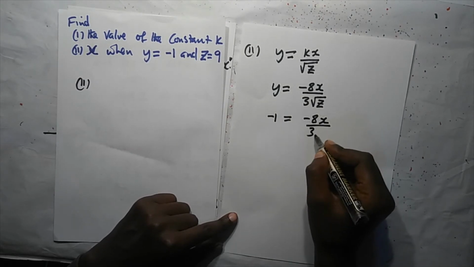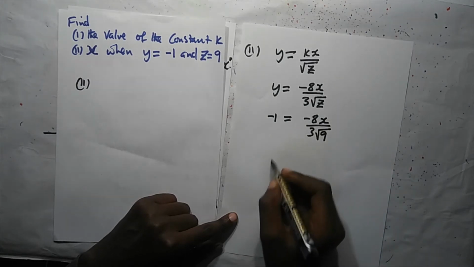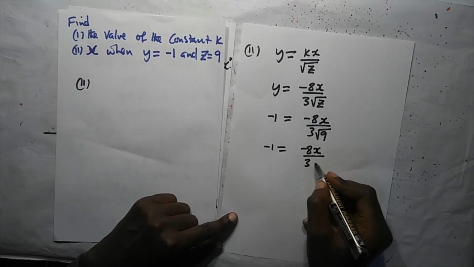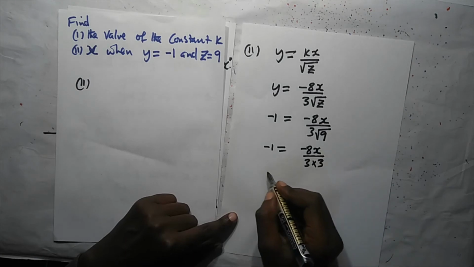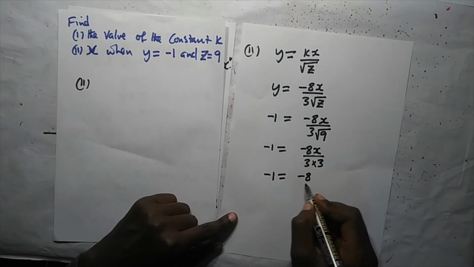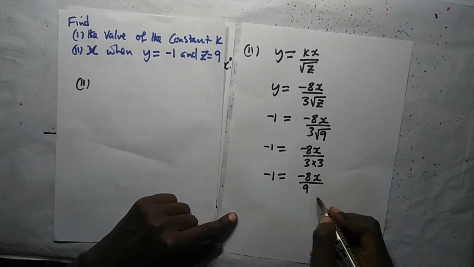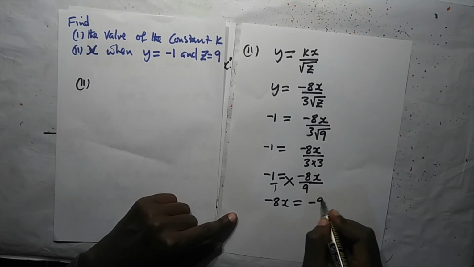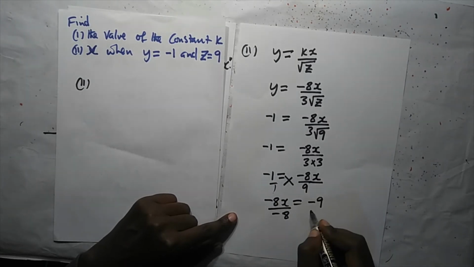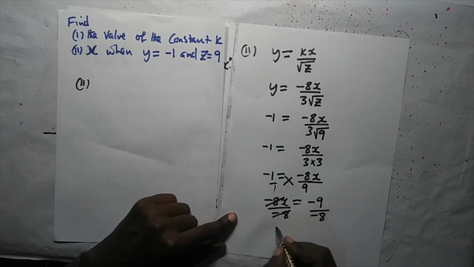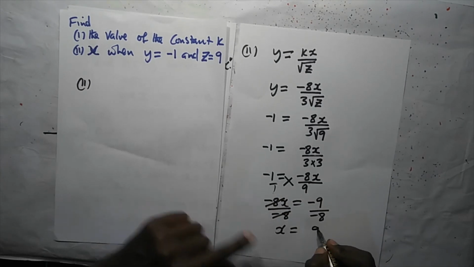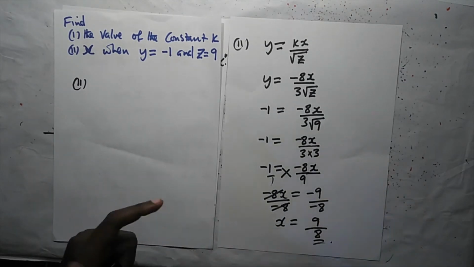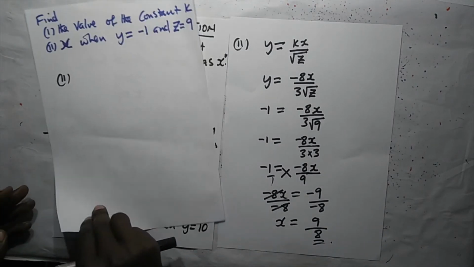So our y is -1, so -1 is equal to -8x over 3 times the square root of 9, since z is 9. The square root of 9 is 3, so -1 is equal to -8x over 9. We can cross multiply here. We are going to have -8x is equal to -9, and we divide both sides by -8. And so our x will be equal to positive 9 over 8. Okay, so that is our value of x, positive 9 over 8.